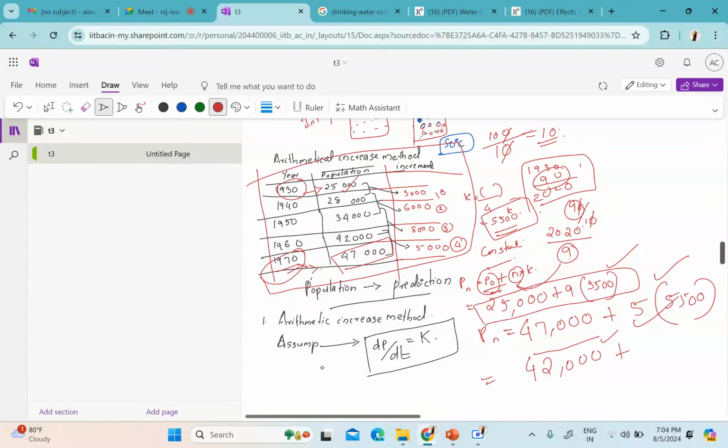Then from 1960, if we have to calculate the 2020 population, what is the number of decades there? 1960 to 2026. Then what you have to do is 5,600. Got it? Clear? Okay, any doubt? Anyone has any doubt?